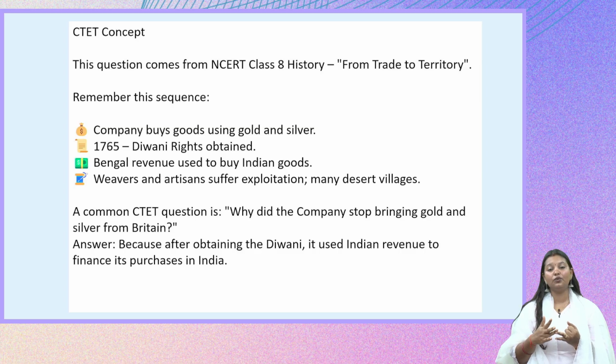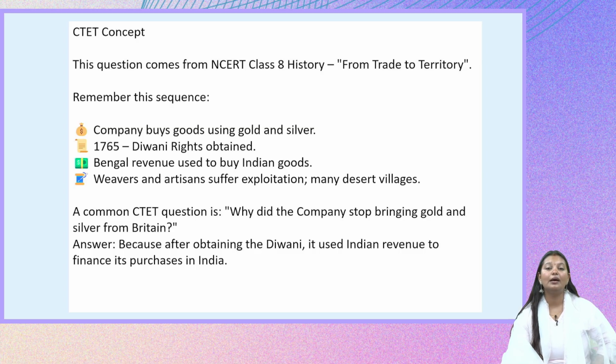Then they received the Diwani rights in 1765, and then they started collecting revenues in Bengal. Because of the exploitation, many weavers and artisans left. A very common question that is usually asked in an examination is, why did the company stop bringing gold and silver from Britain? What changed? Because of the company obtaining the Diwani status, it used Indian revenue to finance its purchases in India. They need not bring in money, or gold and silver, from Britain anymore.